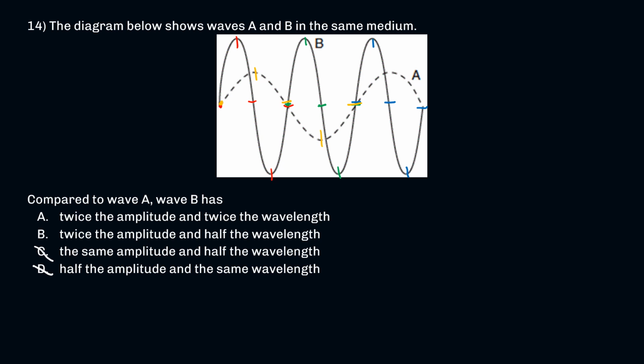So it can't be answer choice A. So by process of elimination, it's going to be answer choice B. So we have twice the amplitude and half the wavelength. That makes sense because I have 3 cycles for B, I have 1.5 cycles for A. So that's going to mean I have half the wavelength here for B. So answer choice B is my answer, twice the amplitude and half the wavelength. Let's move on to example number 15.